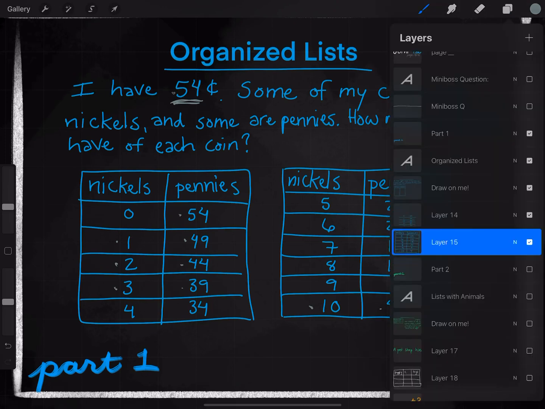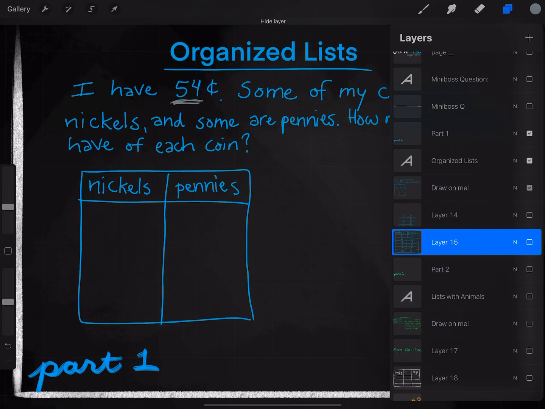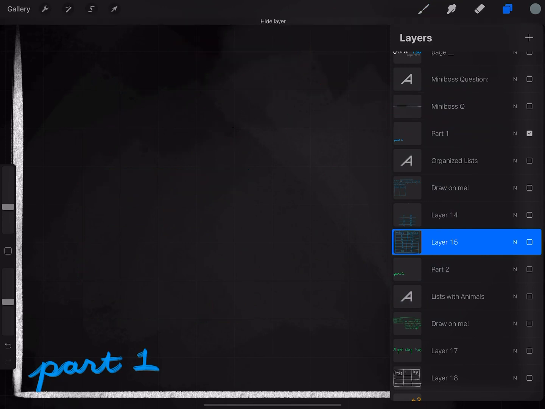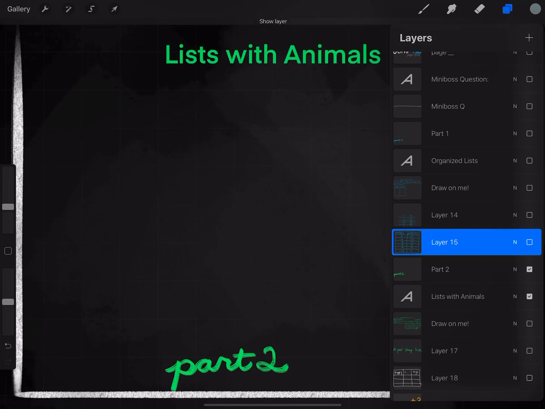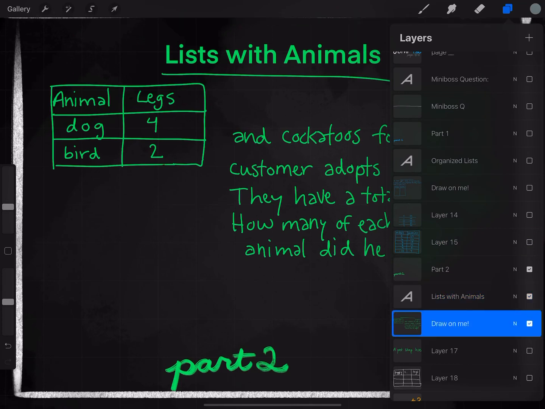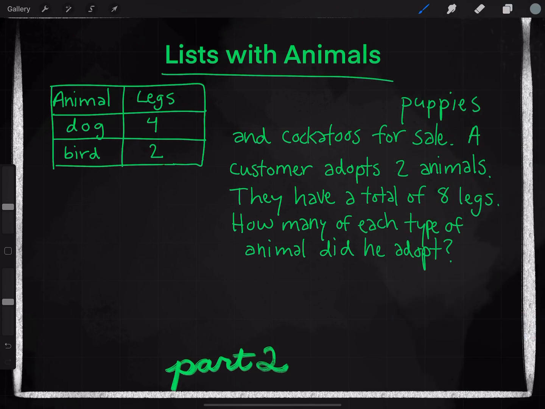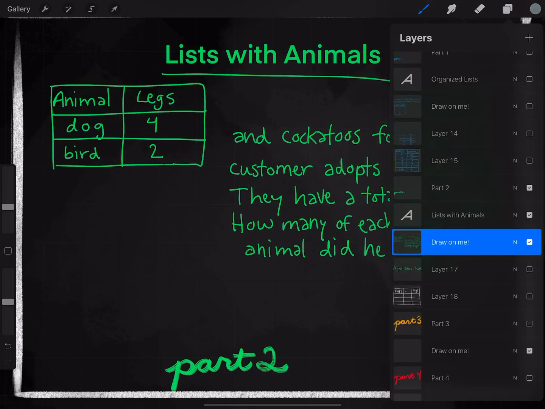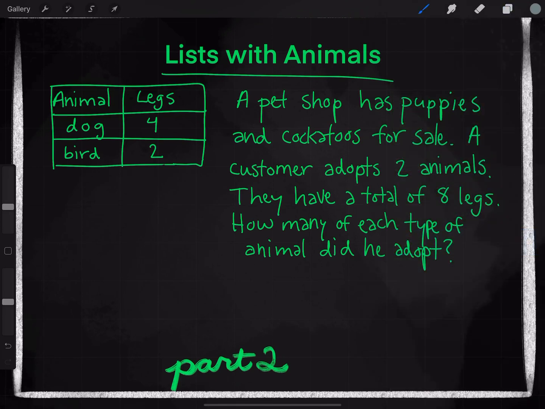So there's one more part of this lesson. I told you it was very short. There we go. And this has lists with animals, which is kind of strange. I think I'm missing something here. Oh, there we go. Okay, so a pet shop has puppies and cockatoos for sale. A customer adopts 2 animals. They have a total of 8 legs. How many of each type of animal did he adopt?